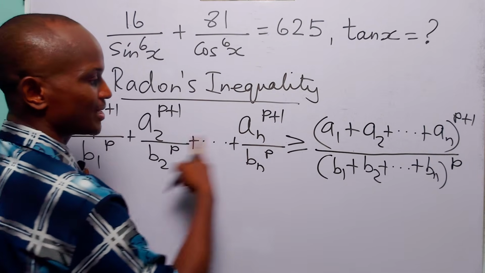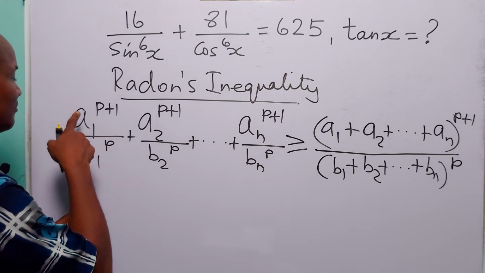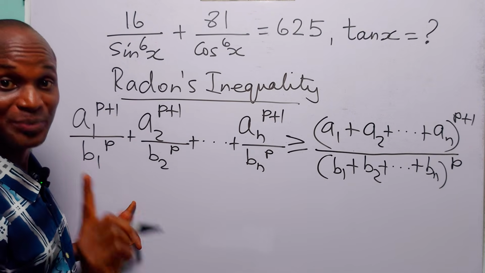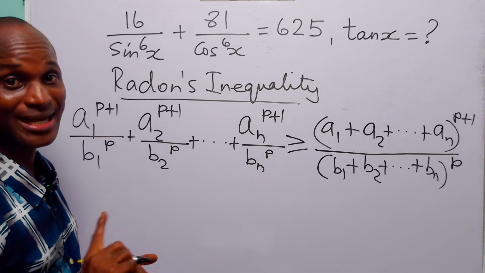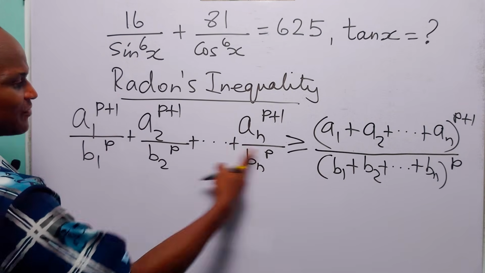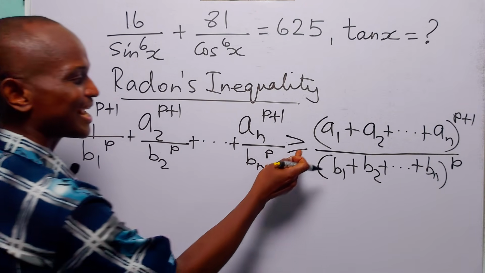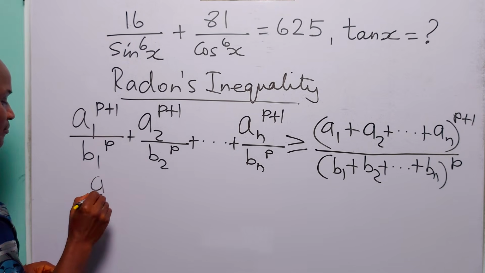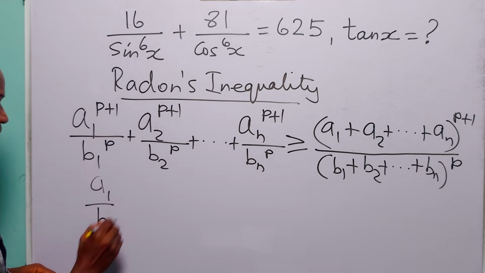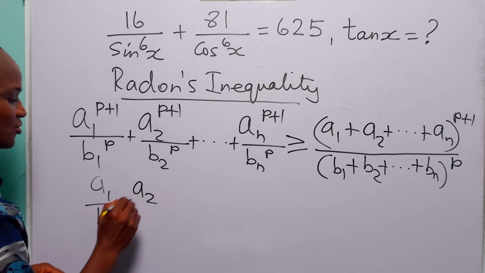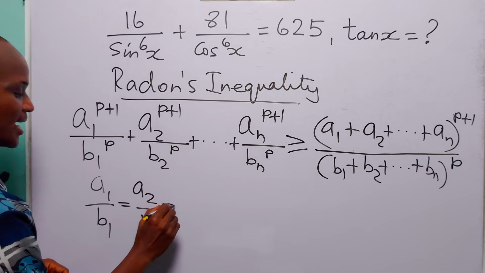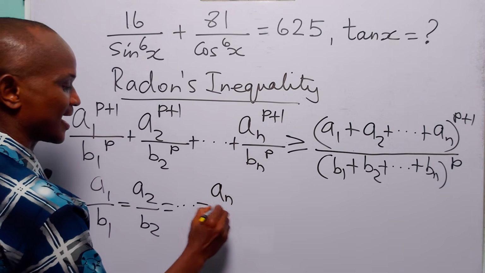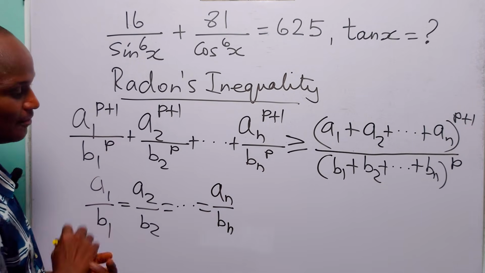But this inequality can only hold when all the a's, all the b's, and the p are positive, no negatives allowed. Now, the left-hand side of this inequality is going to be equal to the right-hand side if and only if a1 over b1 is equal to a2 over b2 equal to all the other fractions till the last one, which is an over bn.